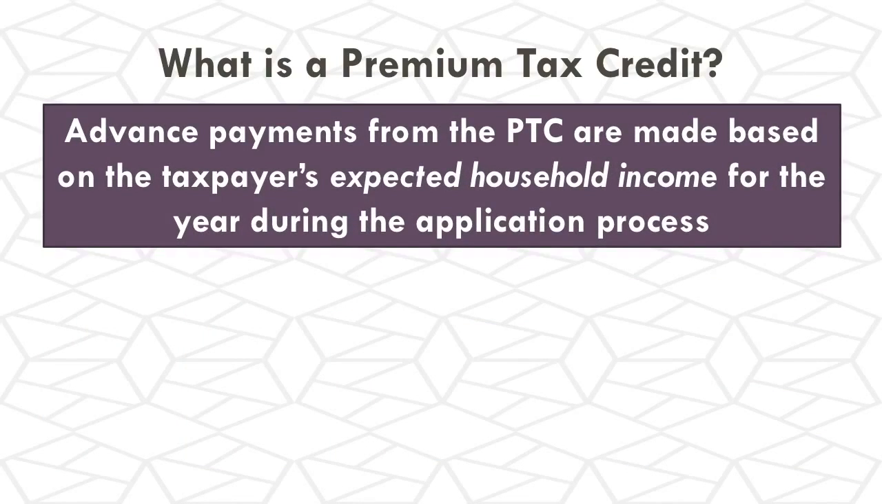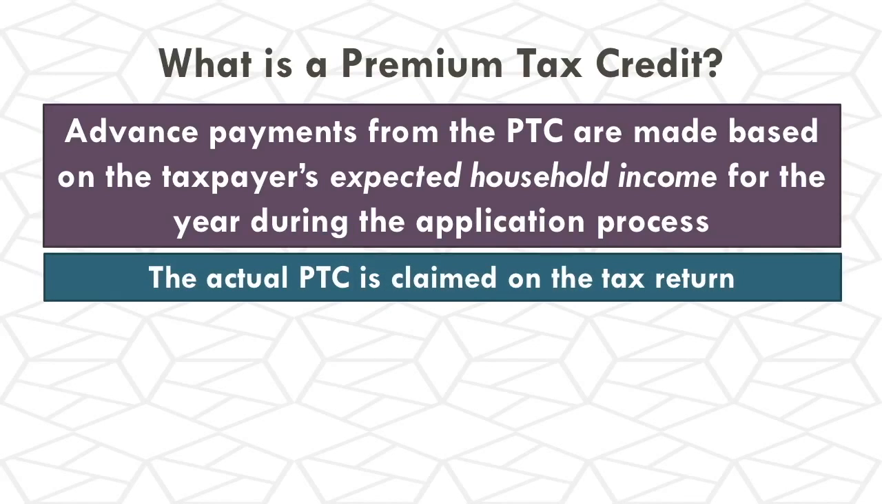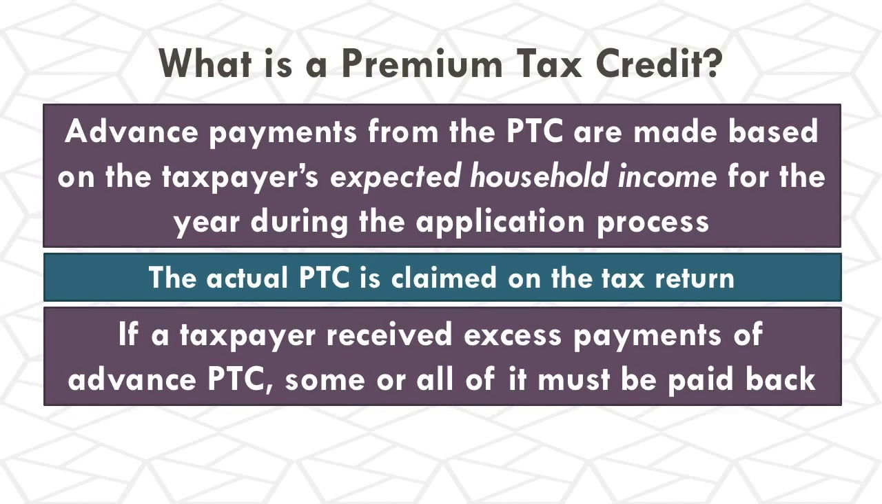Now, advance payments from the premium tax credit are made based on the taxpayer's expected household income for the year during the application process. When they are signing up, in the enrollment process on healthcare.gov, they will be required to project how much income they think they're going to make during the year, and then the premium tax credit will calculate based upon that expected income. The actual premium tax credit will be claimed on the tax return. And if a taxpayer received excess payments of the advanced premium tax credit, maybe because they projected that their income was going to be a certain level, but it ended up being higher, they may be required to pay back some of the premium tax credit, or they may be required to pay all of it back, depending on how much higher their income actually was.